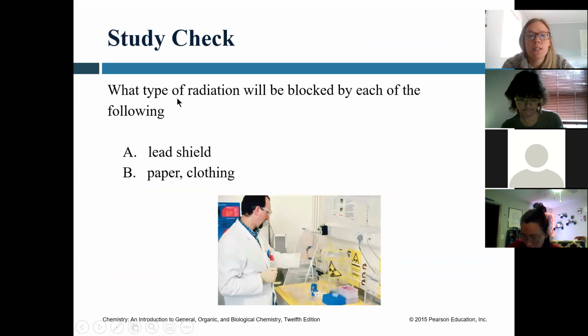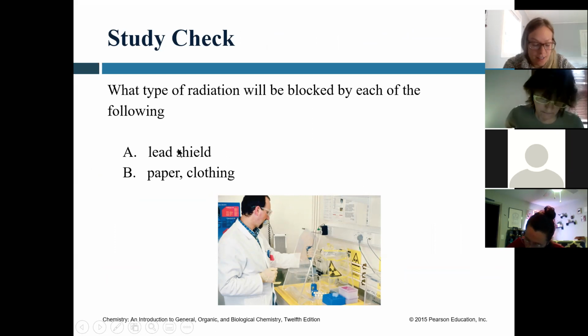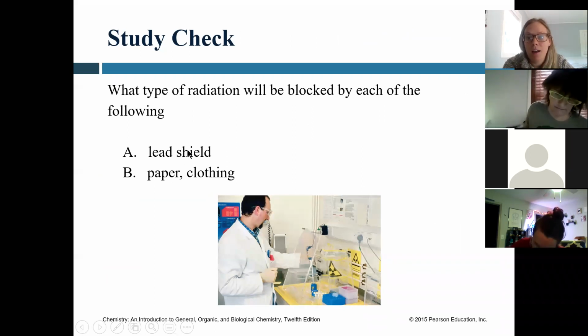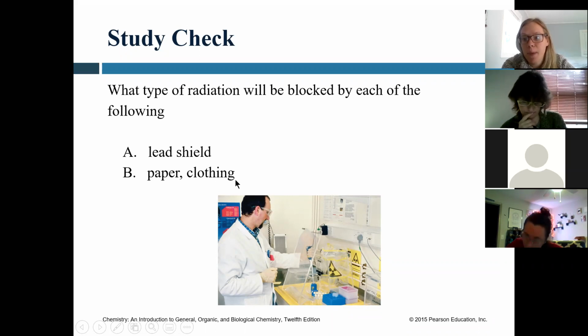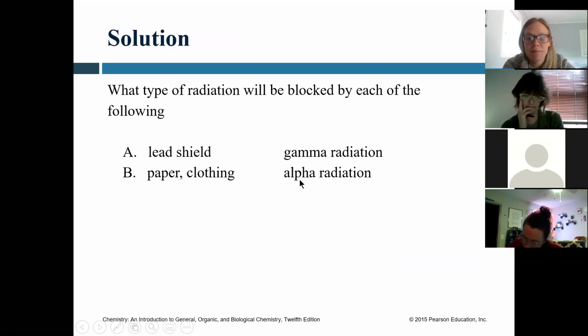So this here, what type of radiation will be blocked by each of the following? So lead shield will block all radiation. It doesn't just block gamma. It will also block beta, and it will also block alpha. Paper and clothing can block alpha. If the clothing is hardy enough, like let's say it's a really durable material, tightly woven, more like a lab coat, you might be able to stop beta as well. But in this, it's saying alpha. So it depends on the clothing.